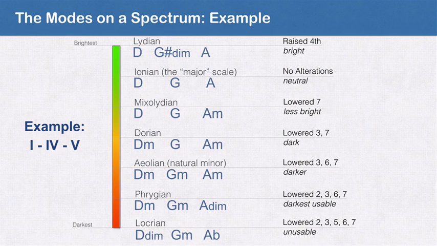All right, now let's check out these examples, and I'll try and highlight the changes from progression to progression as we go from mode to mode. So the first one is the brightest, which is the Lydian example, and that has this G sharp diminished chord in the middle. Okay, so next is Ionian, which instead of that G sharp diminished has a G major. Now the Mixolydian has an A minor at the end.